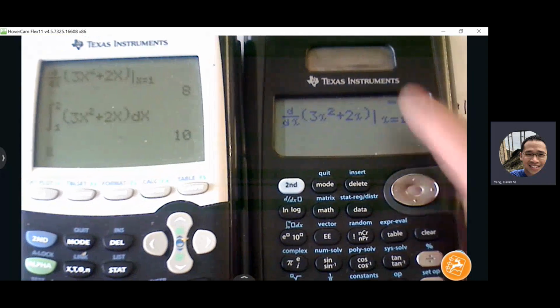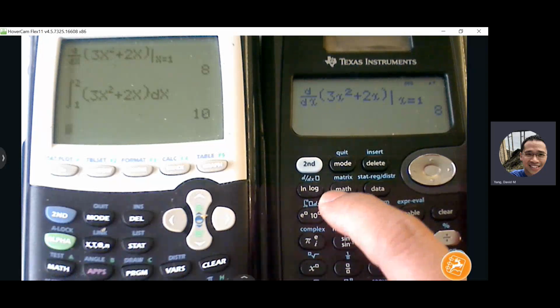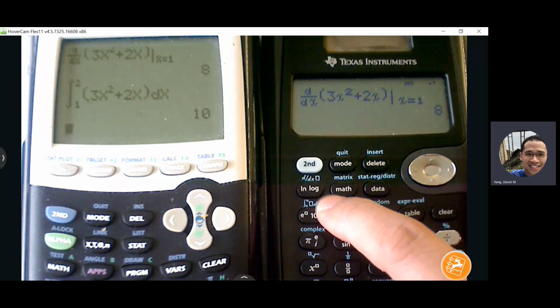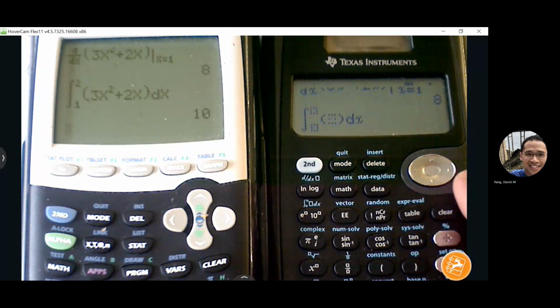Similar on the TI-36, there's a definite integral notation right below d over dx. So do second definite integral. Same idea, enter it in.